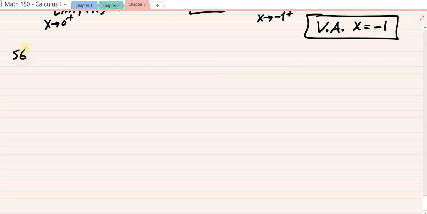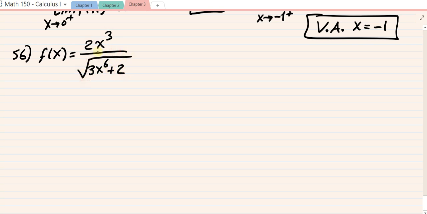This one would be number 56. Exercise number 56 is, the function is f of x equals 2x cubed divided by the square root of 3x to the 6 plus 2. This one is a little tricky. Okay, so let's see. Notice the denominator, by the way, is never 0 for this one, for number 56. So there is no vertical asymptote. In other words, the domain is all real numbers.